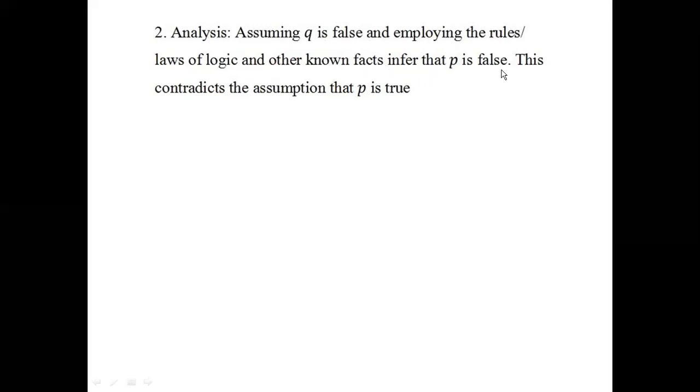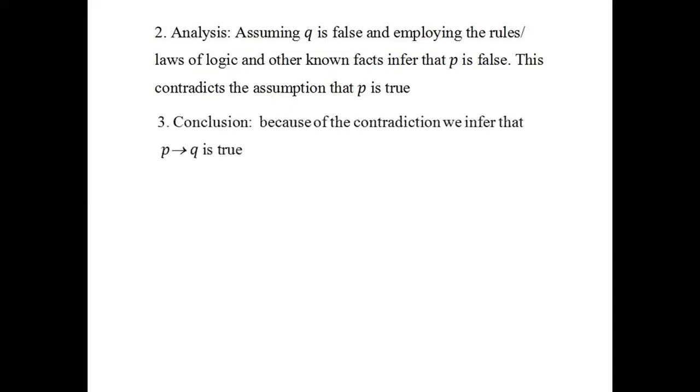When we arrive at P is false, this contradicts the assumption made in the hypothesis that P is true. So this is going to contradict the assumption we have already made in the hypothesis step that P is true. And hence, because of the contradiction, we are going to infer that P conditional Q is true. So we proved the result by the method of contradiction.